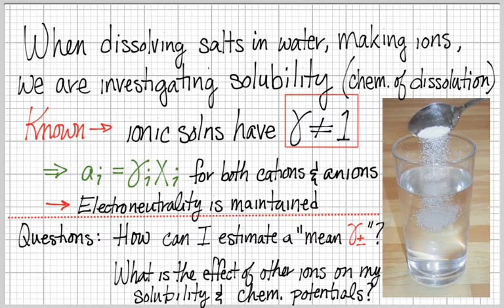The second is going to be what's going to be an effect of other ions in solution on my solubility and chemical potential. So if I have a sodium chloride solution and I added a different salt into that system, what would be the effect of those other ions on the solubility of salt or the chemical potential of those ions in solution? So we're going to look at those 2 as we move on today.